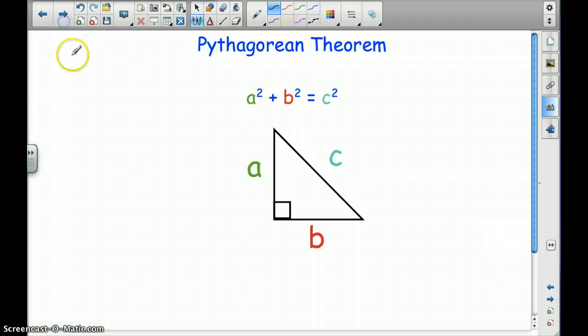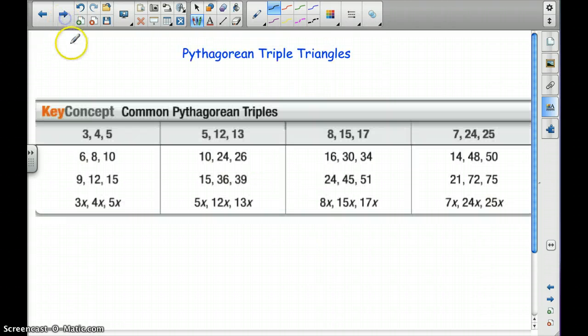So the Pythagorean theorem we know is a squared plus b squared equals c squared. A and b are the legs. C is across from the 90 degrees. You guys already have this written down in your notes. You already know how to do this.